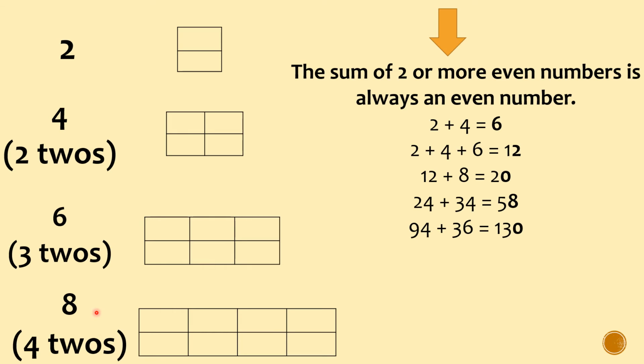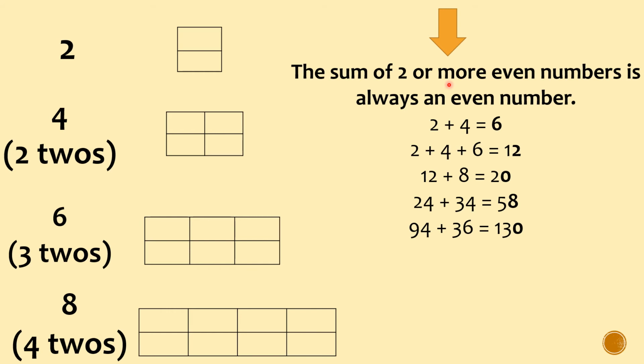The sum of 2 or more even numbers is always an even number. Now this is basically a fact, and you need to remember this fact, that the sum of 2 or more even numbers, sum means plus. So whenever you are adding any 2 or more even numbers, you will always get an even number. That means your answer would also be an even number.